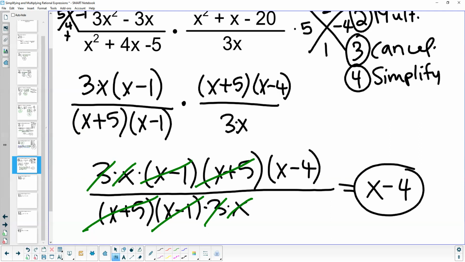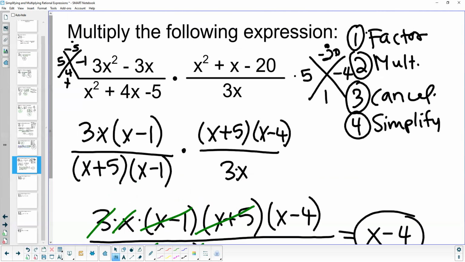Isn't that awesome? How multiplying 3x squared minus 3x divided by x squared plus 4x minus 5 times x squared plus x minus 20 over 3x simplifies to just x minus 4.